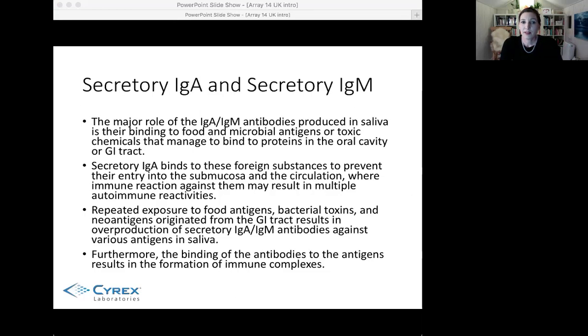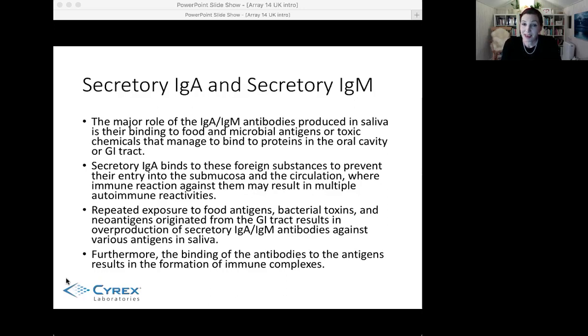The major role of the IgA and the IgM antibodies that are produced in saliva is their binding capacity. They bind to food, to microbial antigens, and to toxic chemicals found in the mouth, such as anything that's being leached from dental work. They bind them in order to deactivate them, essentially. They are supposed to prevent the entry into the submucosa and into the circulation, so they deactivate them so that they can be eliminated before they create inflammation or damage the gut wall or any of the other delicate mucosal surfaces.